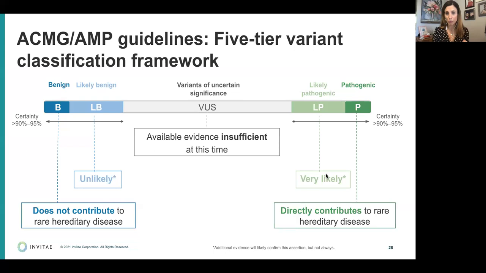On the other end of the spectrum, if there is available data that, with at least 90 to 95% certainty, we can say directly contributes to the hereditary disease, it is given a classification of pathogenic or likely pathogenic. So this would confirm a hereditary cancer diagnosis. And then as you can see, for the vast majority of variants, they probably fall within this uncertain category where there is insufficient evidence at this time to associate the variant with either being benign or with the disease in question.